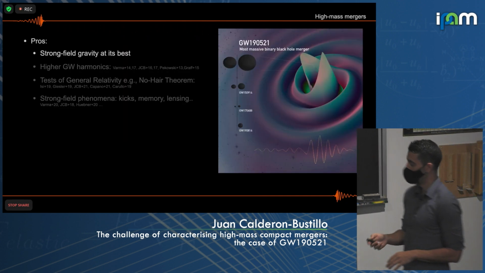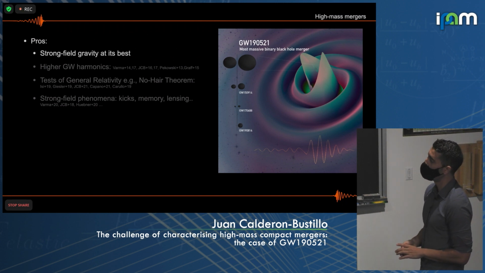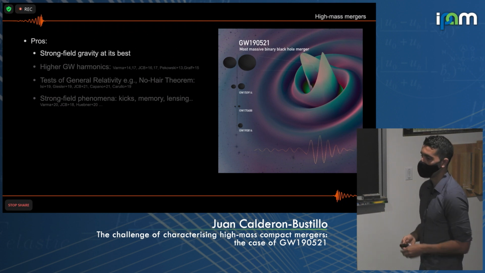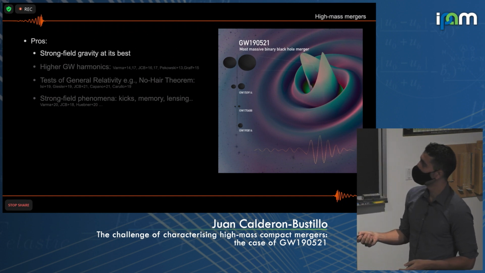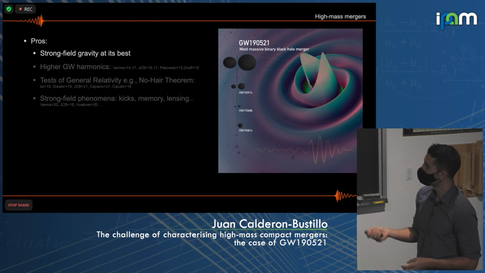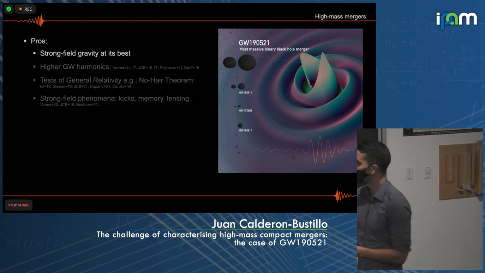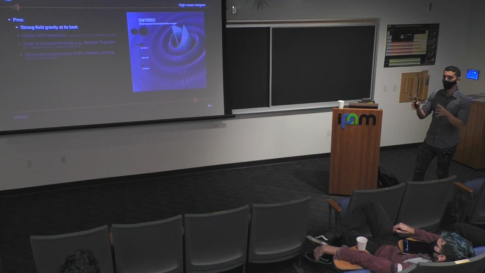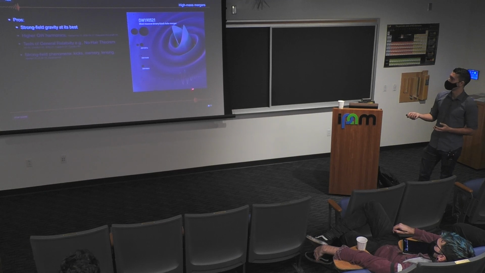And before going to how you may interpret 190521, I want to make some points about why one would be interested in studying such a challenging event. So first of all, the pros of studying this high mass event is that you find strong gravity at its full glory. For this type of events, the merger ringdown is in the sweet spot of the detector band. And therefore, if you want to see strong gravity effects, you want to see this.